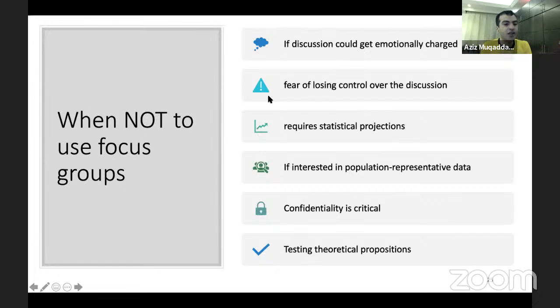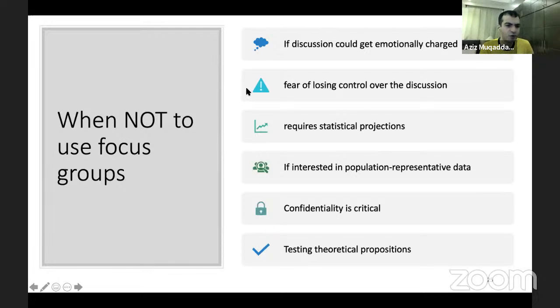But in general, topics that are emotionally charged are better conducted with interviews or surveys, in which the privacy and emotions of the participant could be protected. You don't use a focus group if you are requiring statistical projections.